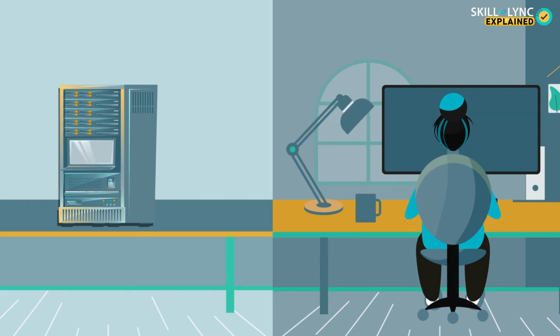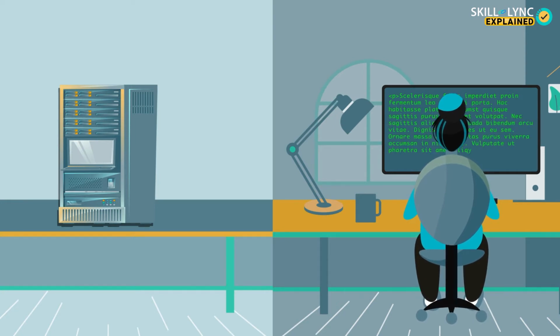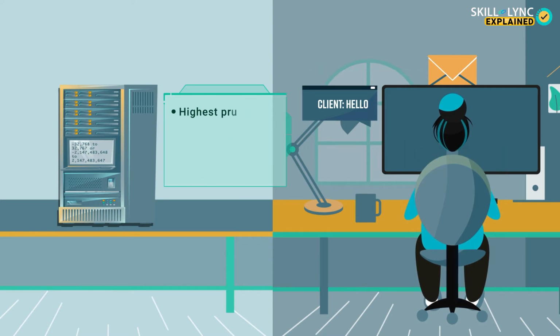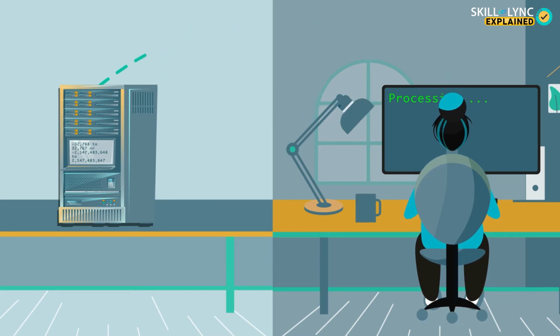Let's look into it. In order to set up a link between the client and the server, the client first sends a hello message to the server. This hello message is not empty and contains information such as the highest protocol version the client supports, the session ID, ciphertext, and a list of cipher suites that the client supports. Cipher suites are a set of information that determines how data will be communicated securely over the HTTPS line.